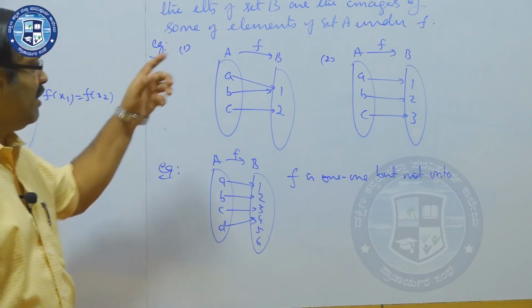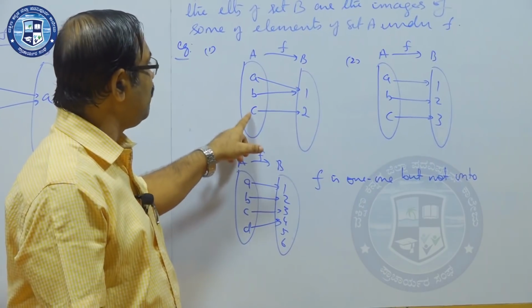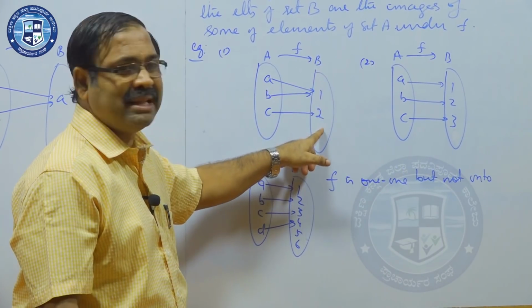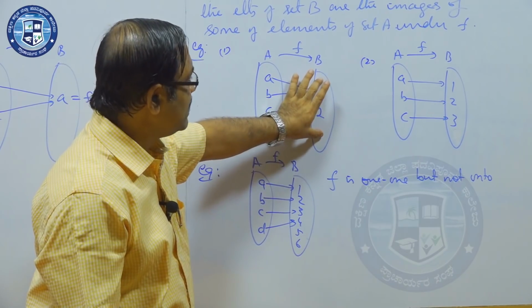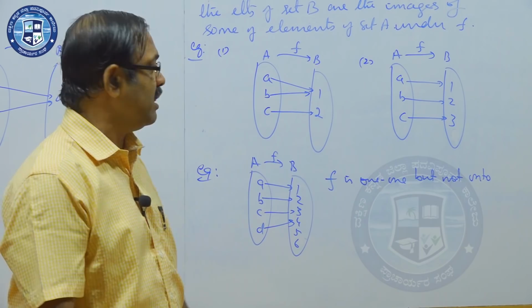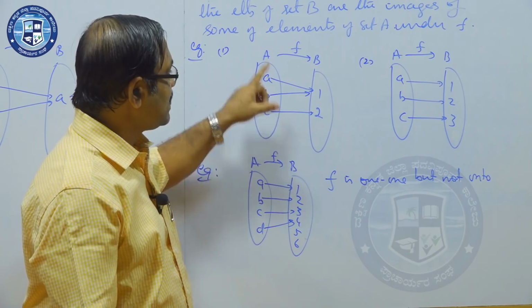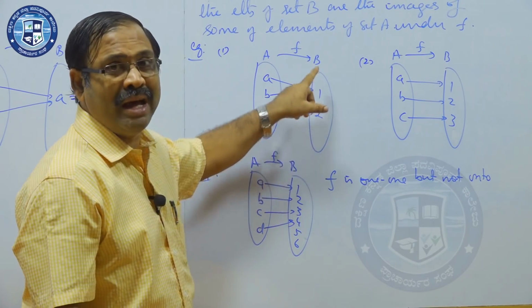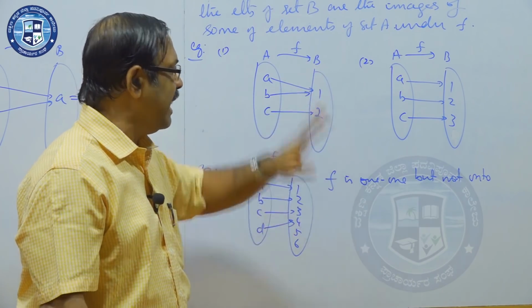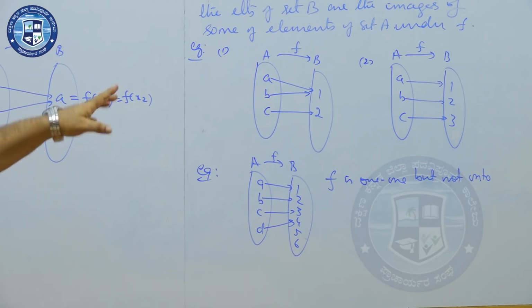So remember, these are the range elements. If the range of the function f is equal to the codomain set, range meaning the image of the elements, then the function is said to be onto.